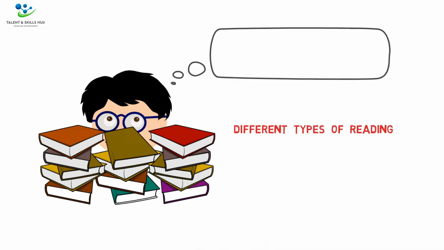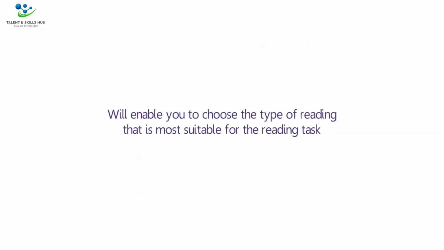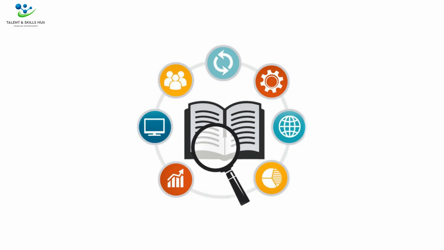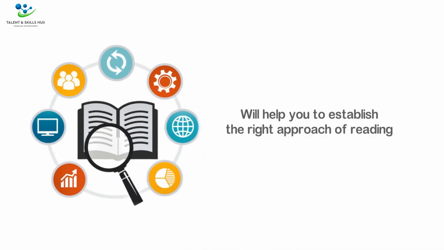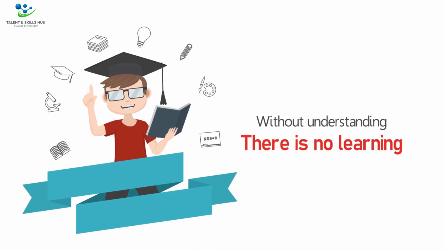Summary. The understanding of different types of reading, such as intensive reading, extensive reading, combination of intensive and extensive reading, scanning, skimming, combination of scanning and skimming, will enable you to choose the type of reading that is most suitable for the reading task. A quick review of the understanding of the reading needs will help you to establish the right approach of reading which meets the requirement of the task. Above all, reading is for the purpose of understanding. Without understanding there is no learning, and reading becomes a waste of time, energy, and resources.